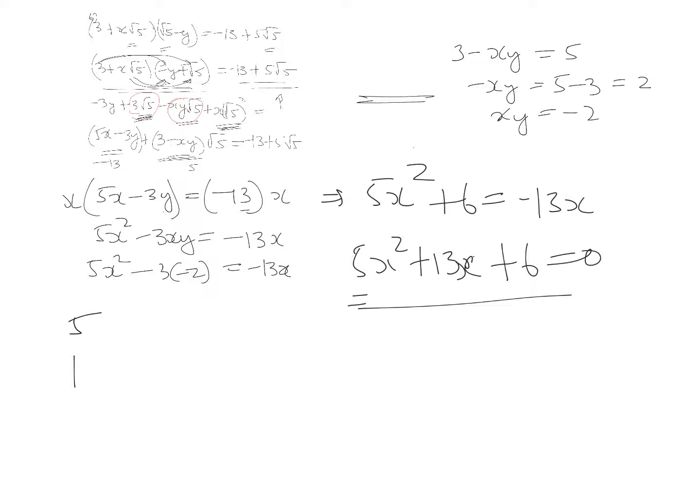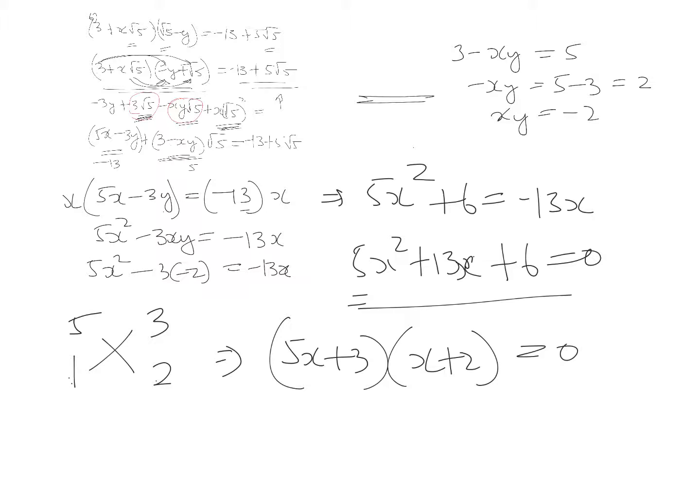3 times 1 is 3. 10 plus 3 is 13. So I should go like this. 2. So when I cross multiply, since everything is positive, 5 2s are 10 plus 3. So then in that case, what I'm getting is I could factorize this as (5x + 3)(x + 2) = 0, in which case x can be equal to negative 2, or x can be equal to negative 3 over 5.